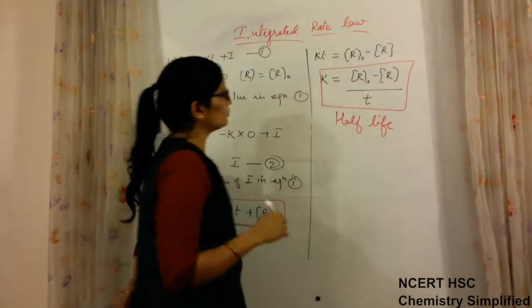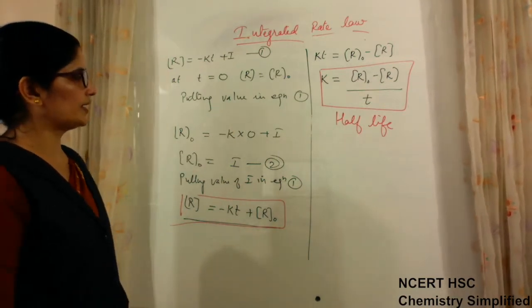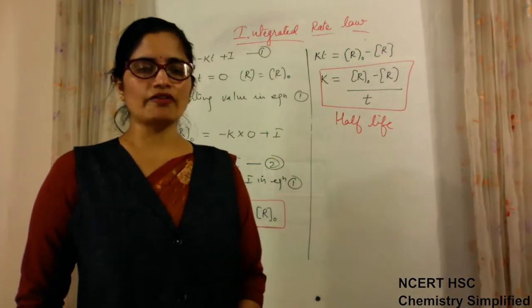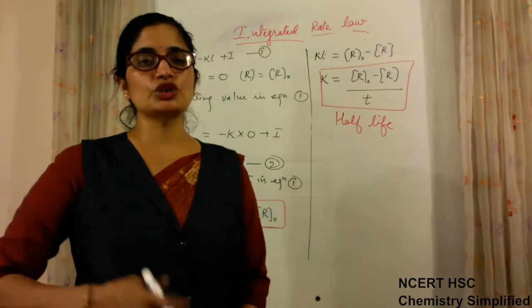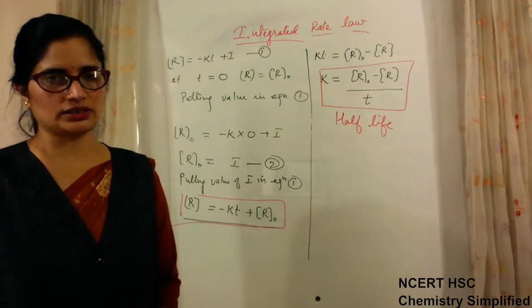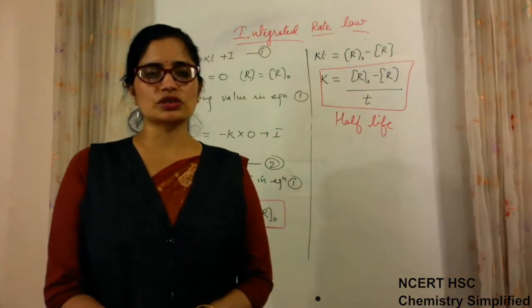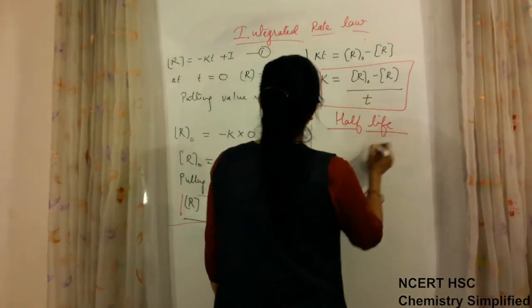Now half-life. We will continue with the half-life in the same reaction. Now what is actually half-life? Half-life of any reaction is the time when half of the reaction is complete, or you can say half of the reactant is used up. That means the time when half of the initial reactant is used up is known as half-life of a particular reaction.